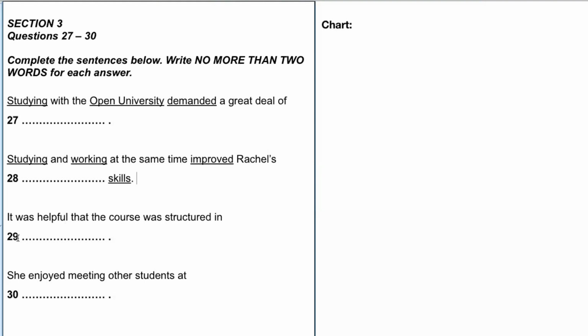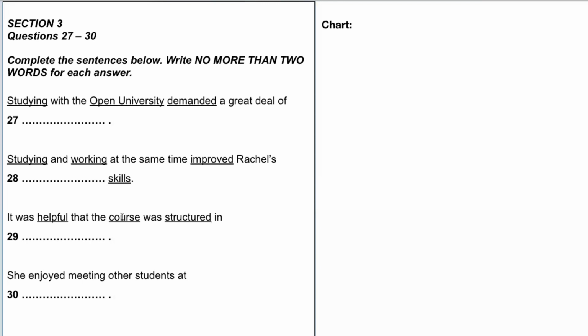Number 29, it was helpful is a great word here, that the course was structured. And here we're going to look at the way the course was organized, or perhaps the way the course was structured. And this is the first time that we see something about a course. So I'm going to definitely underline that.